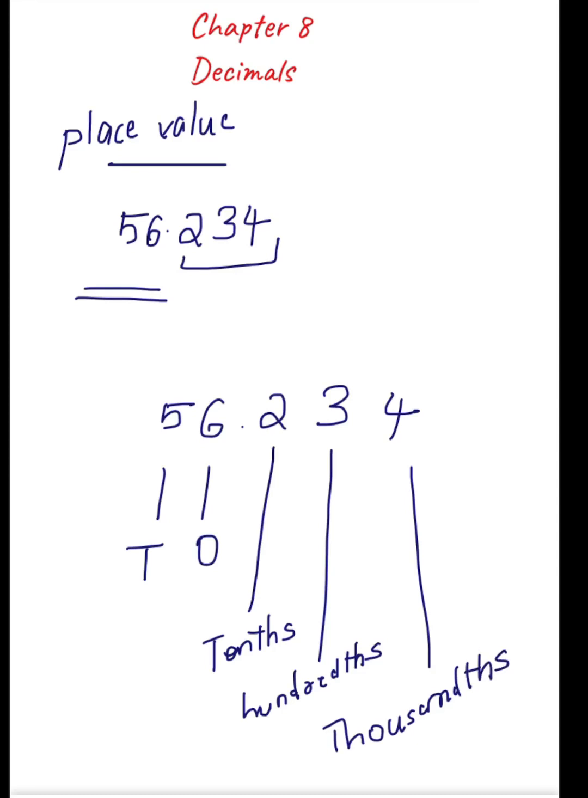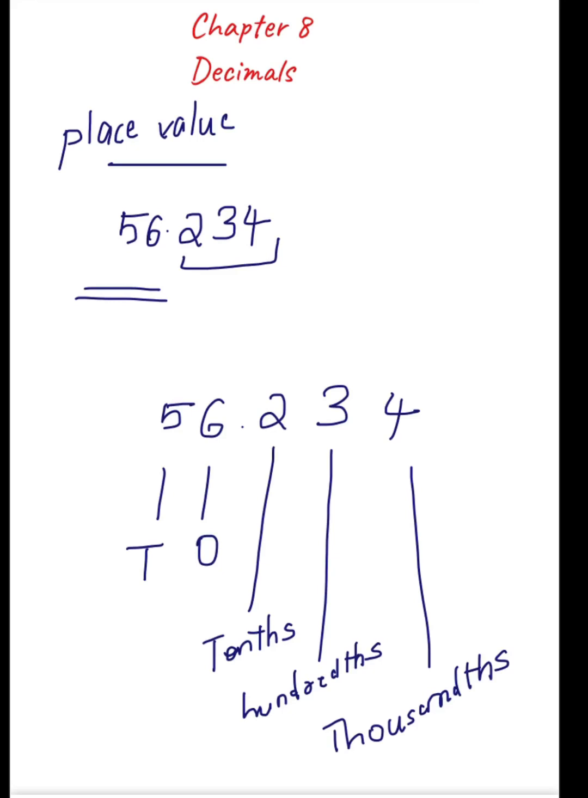In this way you have to name it. Then the next will be the ten-thousandths place, after that the hundred-thousandths place, then the millionths place. In that way you will go. So this is 56.234, and you will put the place value in this way.